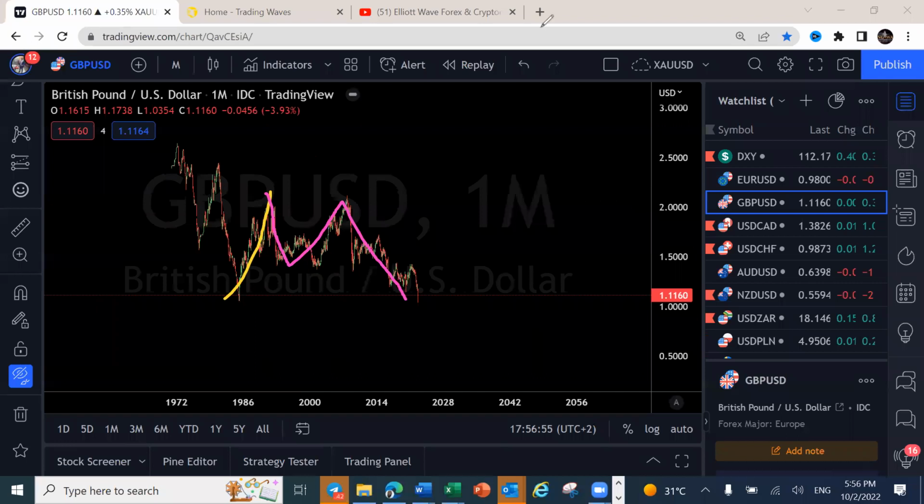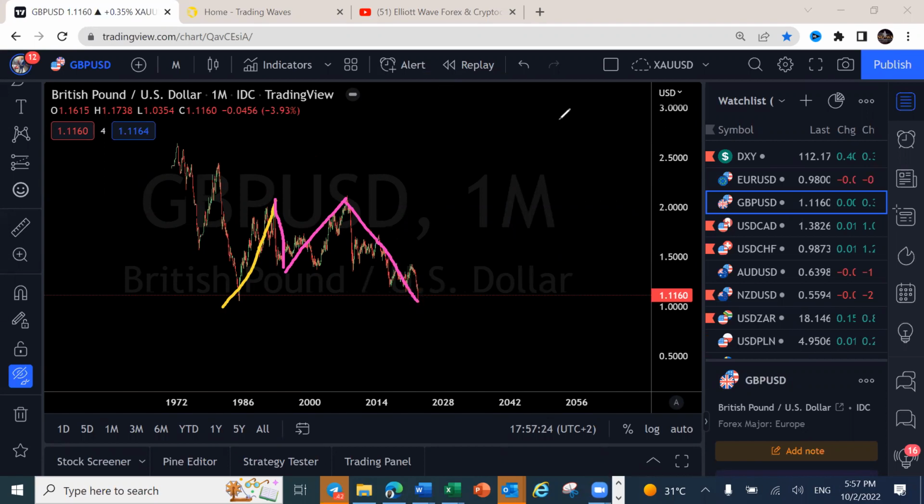Okay, so let's draw that structure. What we're seeing here is this. All right, so that's the move to the upside. After that move, way back in 1986, we saw a move coming down here. We saw a 3-wave structure going up here, and we saw another 3-wave structure coming down here as follows. That's the move. All right, so that's what we have on pound US dollar.